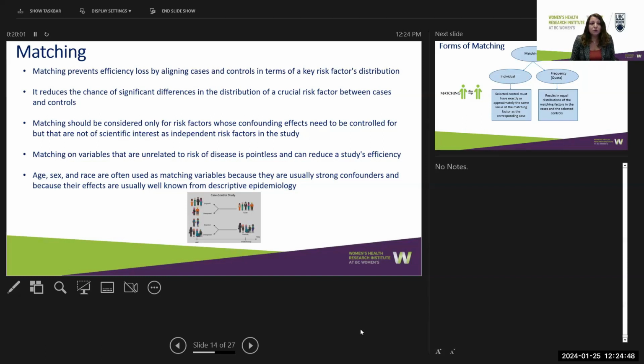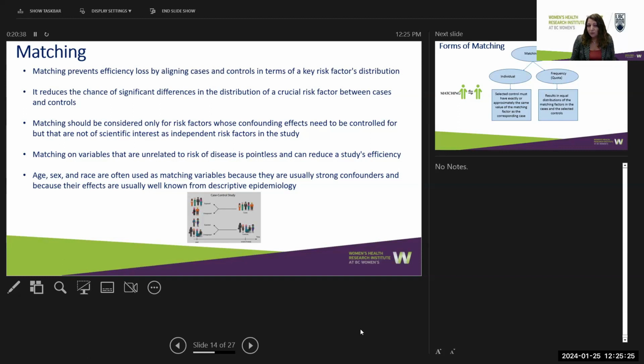Matching should be considered only for risk factors whose confounding effects need to be controlled. Usually, if you want to match cases and controls, we match them by sex, gender, race, age, but we're not going to match them based on exposure and other covariates. Usually it's social demographic characteristics. Matching of variables that are unrelated to risk of disease is pointless and can reduce the study efficiency.